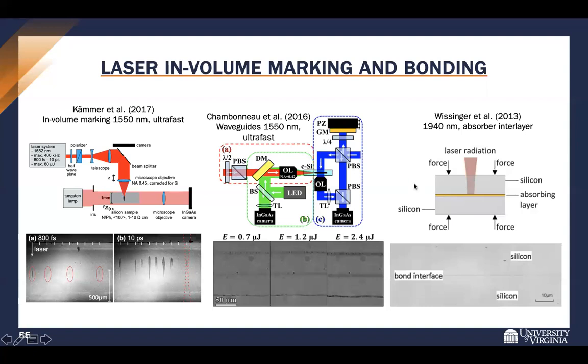And the last one, Wissinger et al. used a 1940 nanometer laser with an absorbing interlayer to bond 2 wafers together. This results in quite a nice bond, but the issue with using the absorbing layer is that you would not be able to get any good p-n junction performance across the 2 wafers.